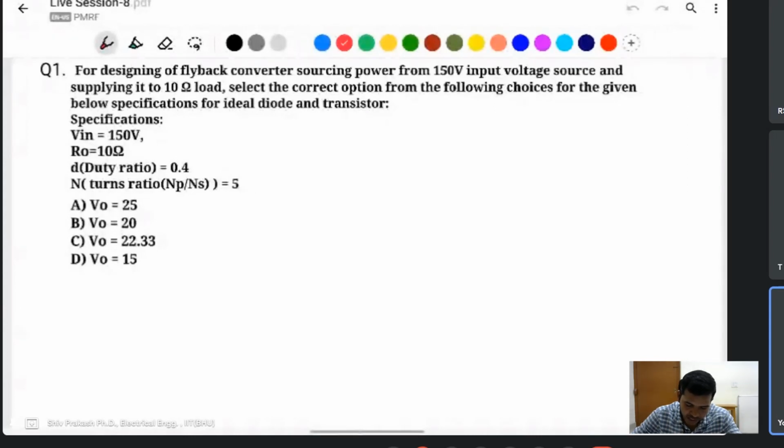Question number first, for designing a flyback converter, sourcing power from a 150 volt input voltage source and supplying to the 10 ohm load. Select the correct option from the following choices. Are the given below specification for ideal diode and transistor. Input voltage is 150 volt, output resistance is 10 ohm, duty cycle is 0.4, and number of turns from primary to secondary is 5.